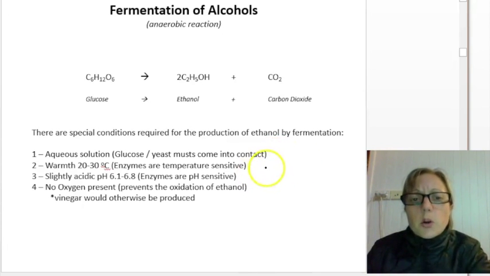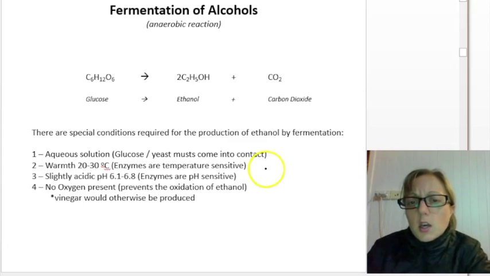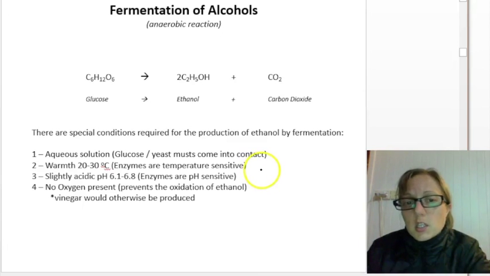We need an appropriate temperature, so some warmth, about 20 to 30 degrees. Enzymes are sensitive to the temperature, so they need to be at the appropriate temperature so that we don't denature the enzymes. It needs to be slightly acidic. Again, we need to have the right conditions for our enzymes because they are pH sensitive, and if they're in the wrong conditions then they will denature.